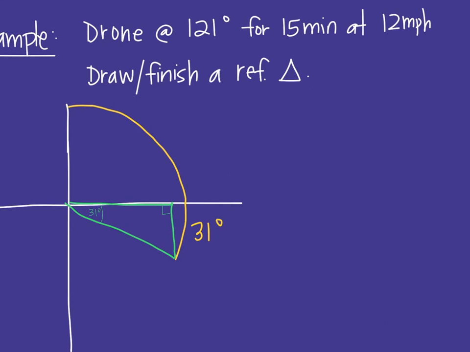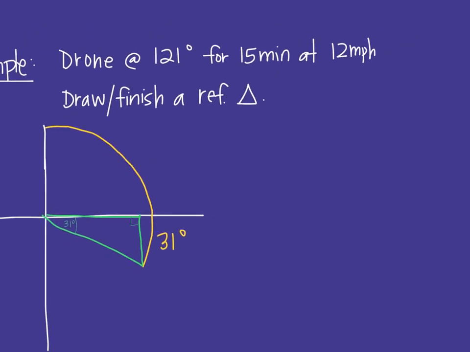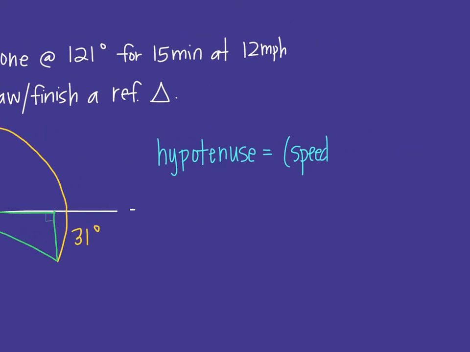Now I want you to finish the reference triangle. Let me show you how to get the hypotenuse. The hypotenuse, when you have something that's moving, flying, is always the speed multiplied by the time. That tells you the length of the hypotenuse. So for this problem, the speed is 12 miles per hour. Now be careful about the units. The time is 15 minutes. Now I would not want you to do 15.